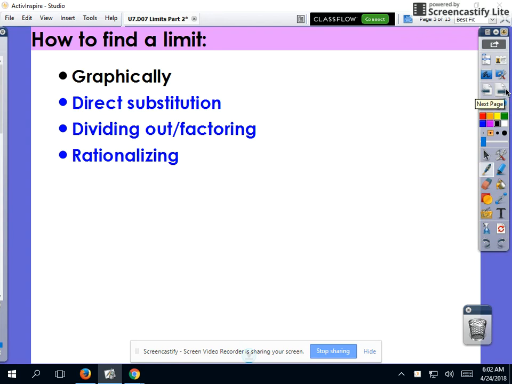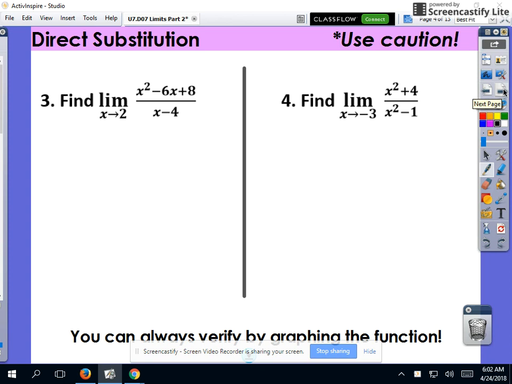All right, so we already did graphically. And you remember there were 3 other ones from the last lesson: direct substitution, dividing out, and rationalizing. That's what we get to do today. We'll figure out each of these. So direct substitution will be what we do first, and then we'll go into dividing out and then rationalizing. You guys hopefully are familiar with that a little bit.